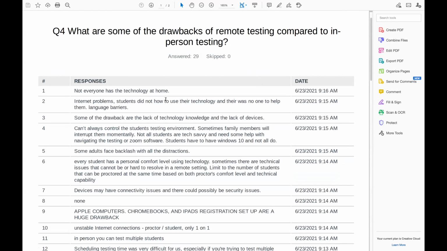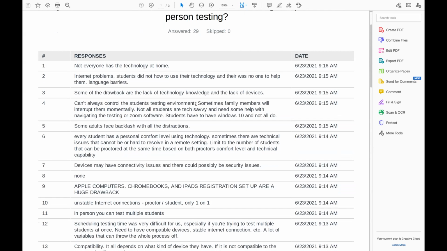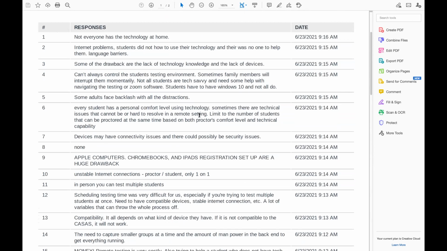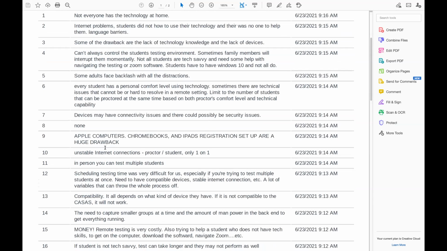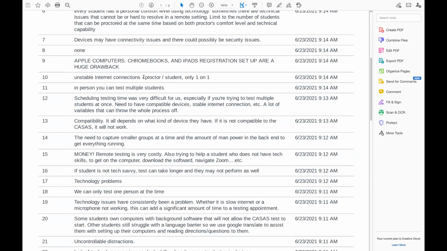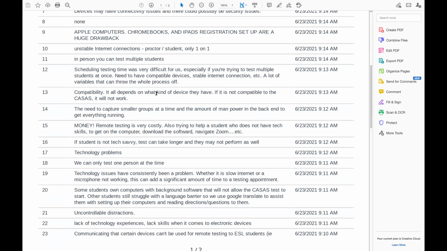Not everyone has the technology at home. Internet problems, yes. Lack of knowledge of technology. Backlash with all the distractions. Set up on Apple computers and Chromebooks as mentioned. Testing larger groups as mentioned, multiple students when you're in person.